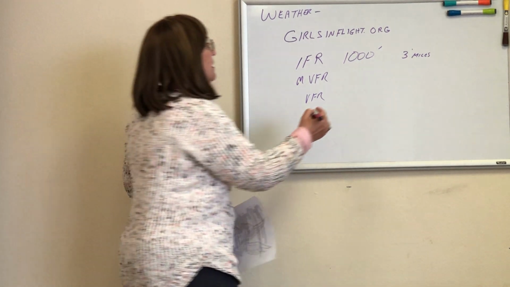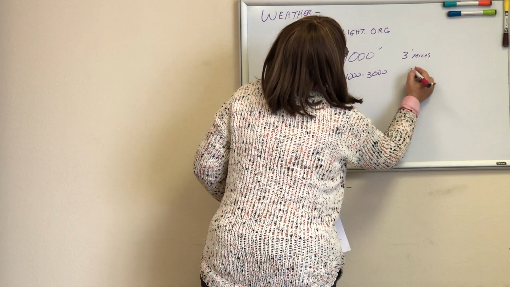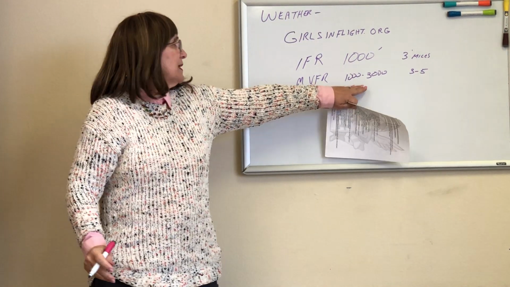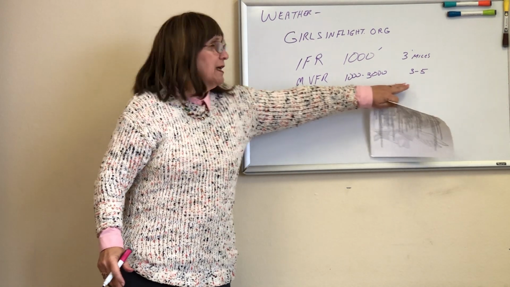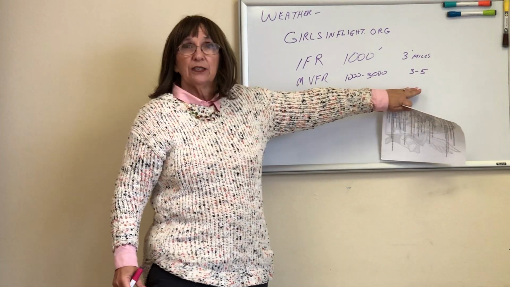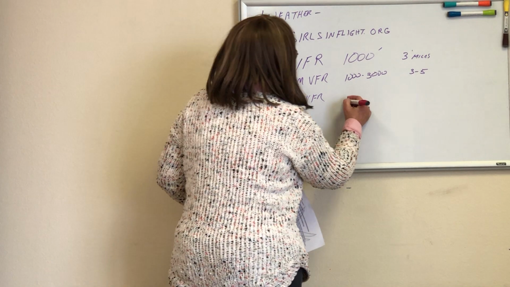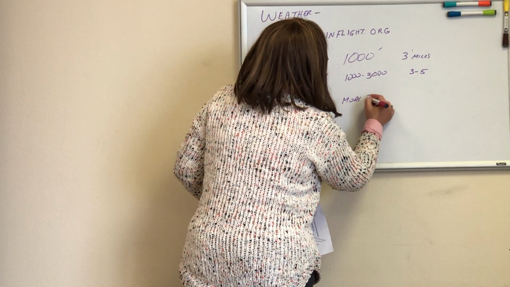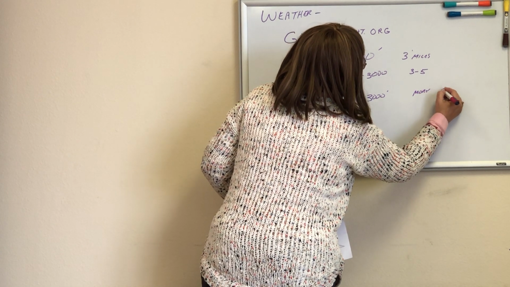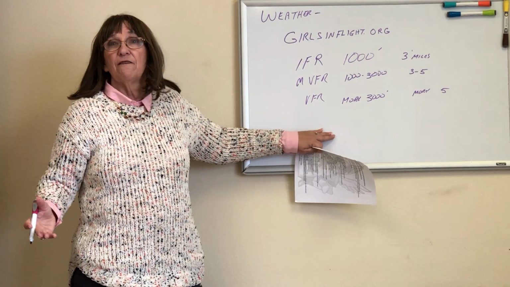Marginal VFR, 1,000 to 3,000, and visibility 3 to 5. Either one of those will trigger us to be in a marginal VFR. Okay, 3 to 5 miles. If you're flying around with 5 miles visibility, you're marginally safe. Okay, VFR is more than 3,000 and more than 5 miles visibility. And that's going to be called VFR.